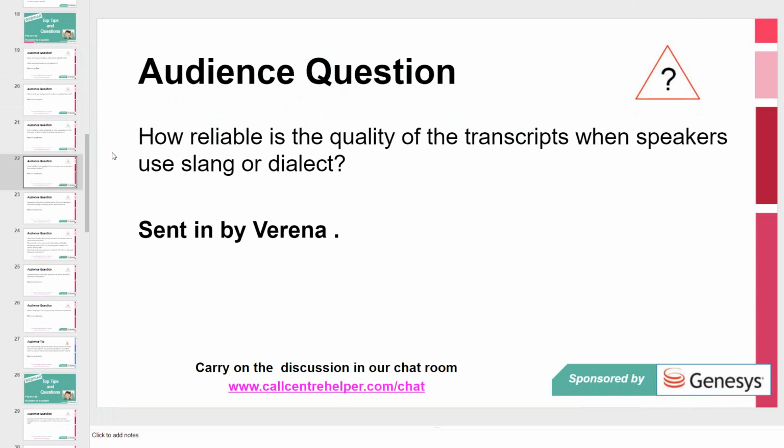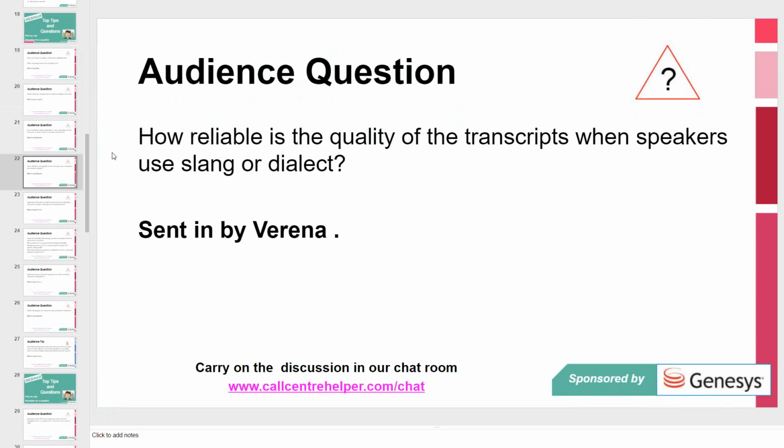The quality of the transcripts has certainly improved dramatically over the last few years. In the time that I've been working with speech analytics, it's been quite amazing the amount of improvement in the transcript quality. Nonetheless, to be perfectly honest, it's always a challenge, particularly different dialects and slang. It's never perfect. I have to be perfectly honest about that.